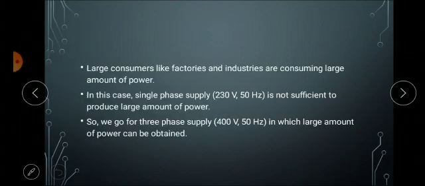For household applications, we use single-phase AC supply, that is 230 volt, 50 Hz. But industries or big consumers are consuming a large amount of power. Single-phase supply is not sufficient for producing a large amount of power. This amount of power can be obtained from three-phase AC supply, that is 440 volt, 50 Hz.